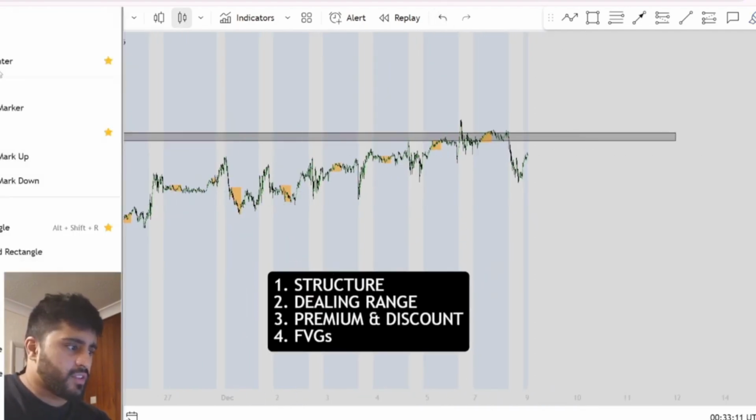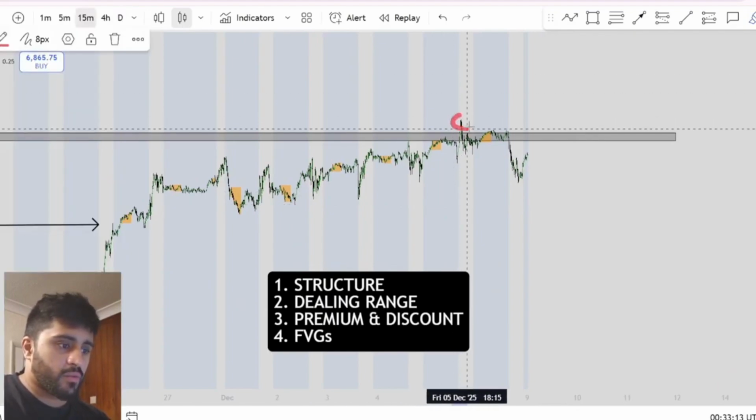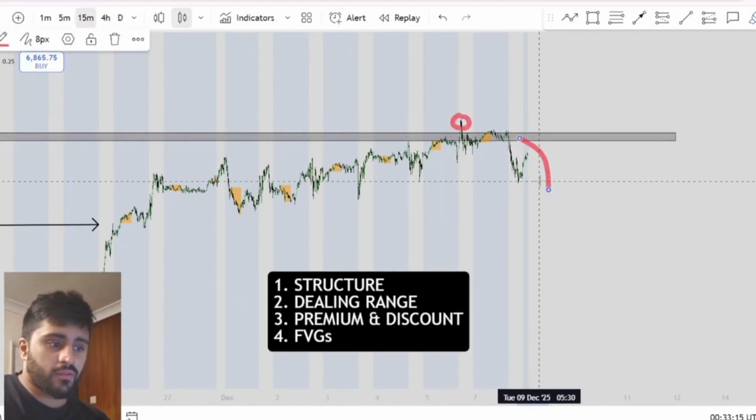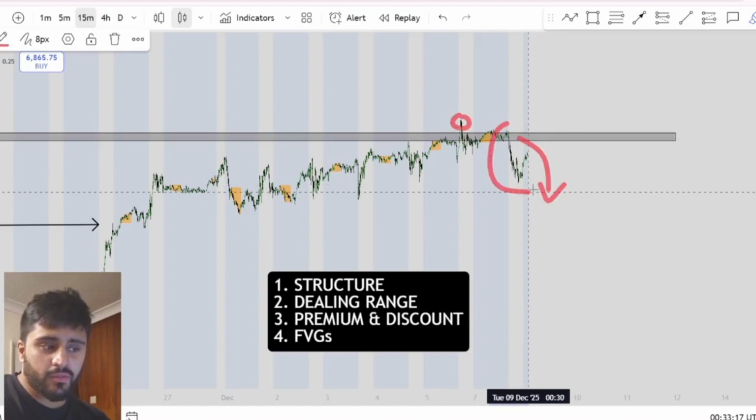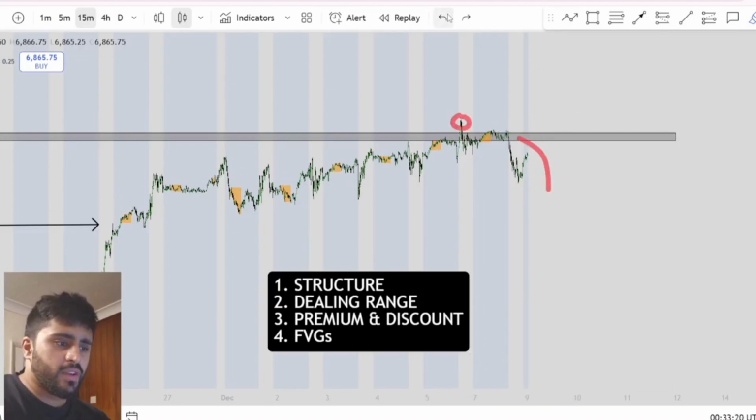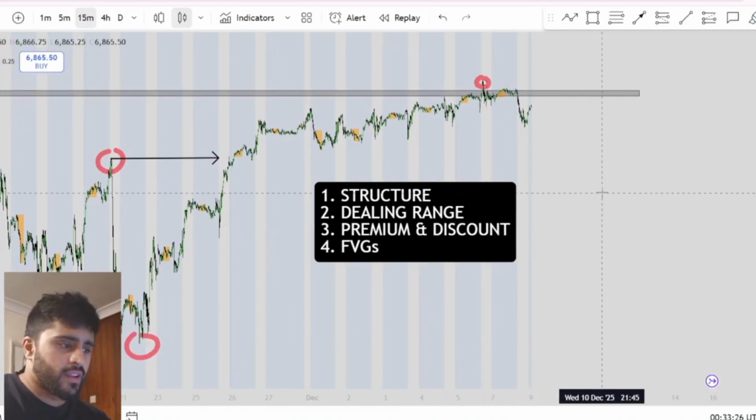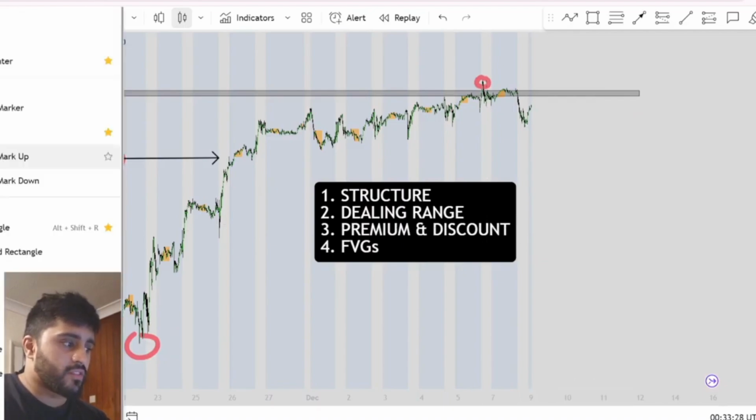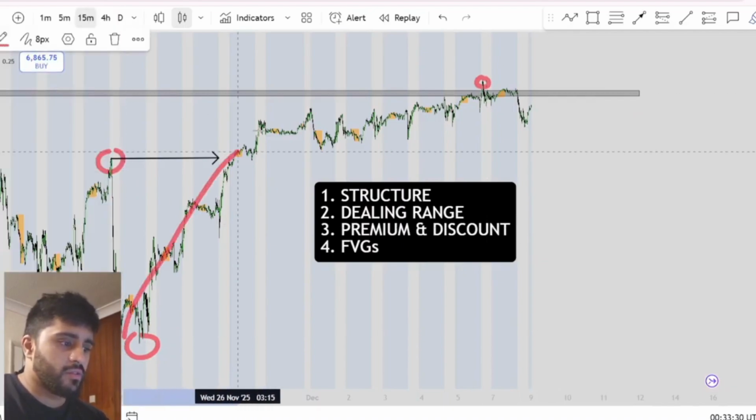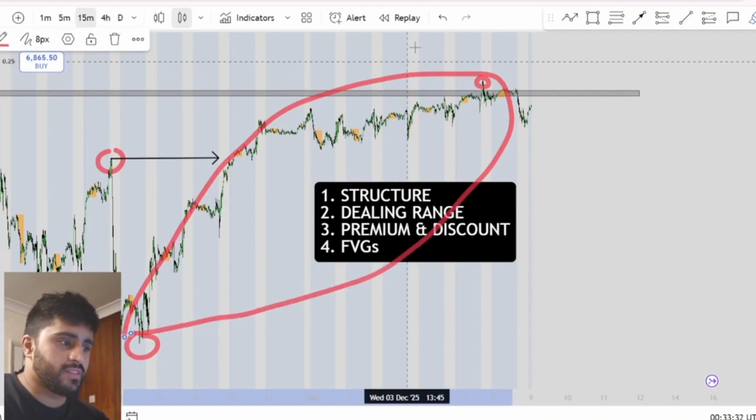Now this for me was Friday's high, and then we've had, in my opinion, a decent sell-off. And I'm going to be going over this sell-off specifically. Now the reason this is important is this is now my structural high, which is at 6,900 or 69.0405. So our dealing range is this entire region from this low all the way up to this high. So this is the dealing range.